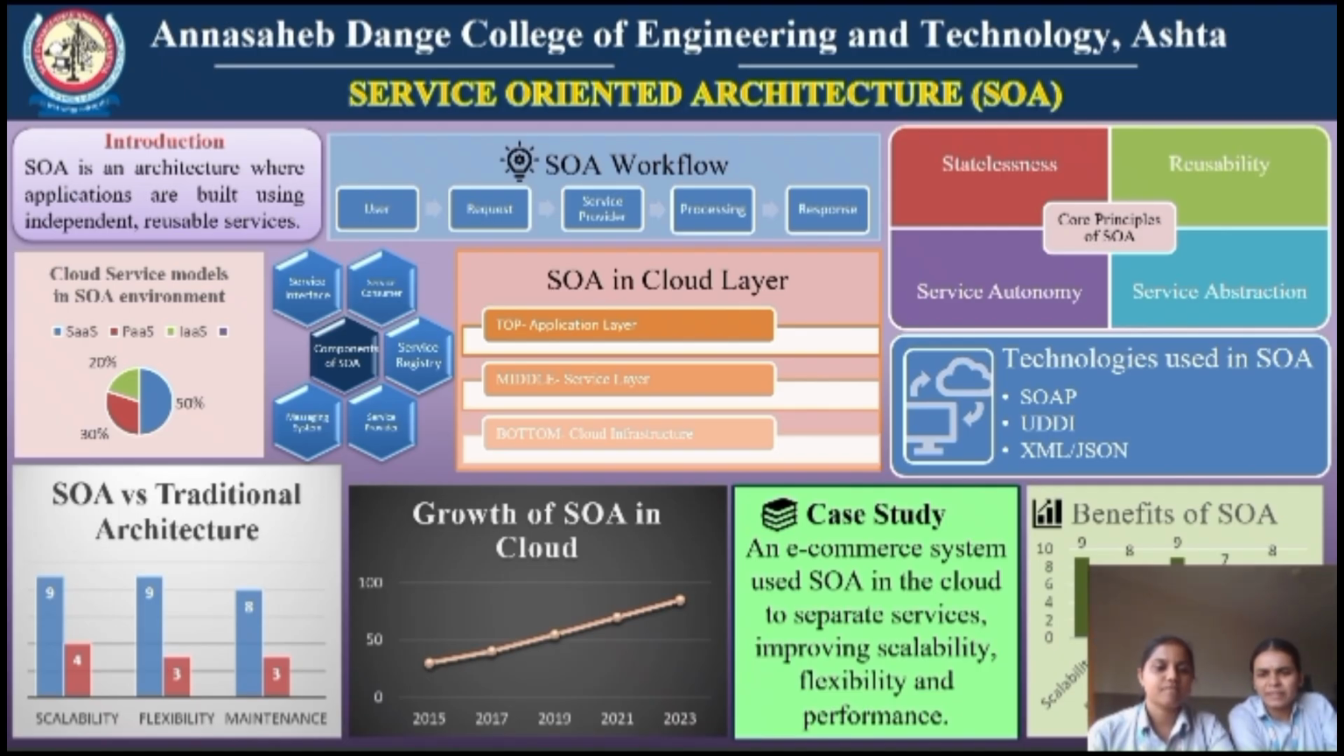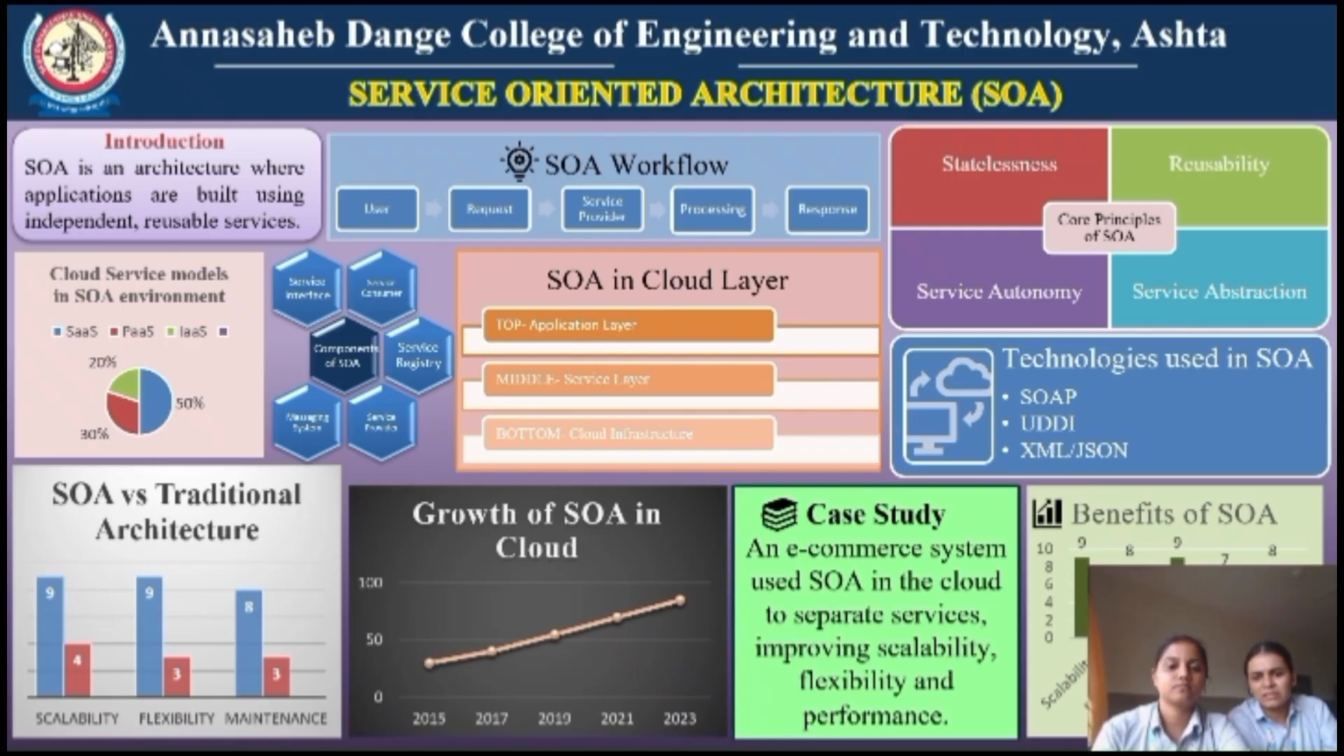Service-oriented architecture is based on several principles that guide its design. Loose coupling ensures minimal dependency between services, allowing independent operation. Reusability ensures services can be used across multiple applications, reducing redundancy. Autonomy allows services to function independently, improving reliability. Discoverability ensures services can be easily found and accessed through a registry.